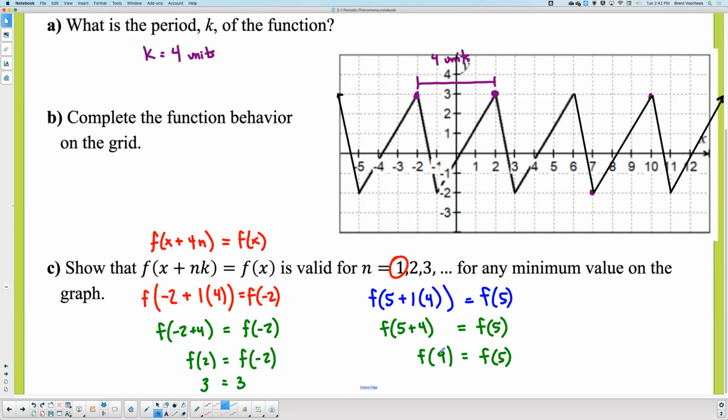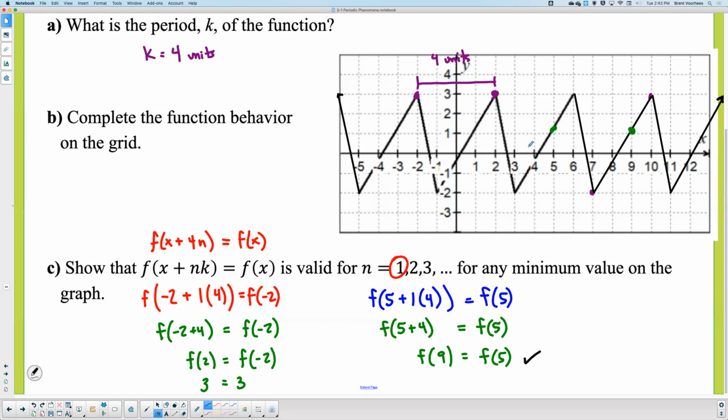And let's go compare f of 9. What is the function value at 9? Approximately, it's a little over 1. What about at 5? See how they're a little over 1? My line didn't quite copy over perfectly, but it's a little over 1. You see how those two are the same values?